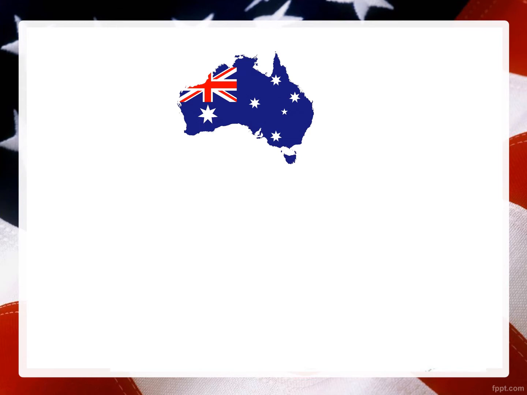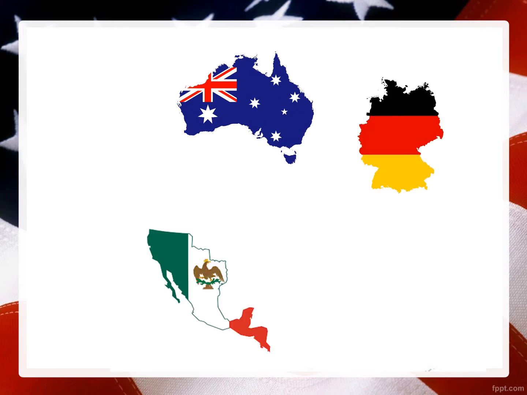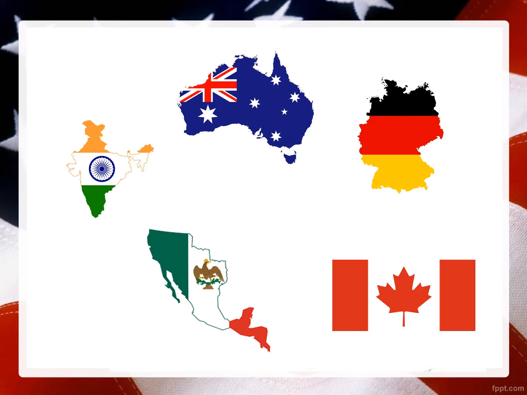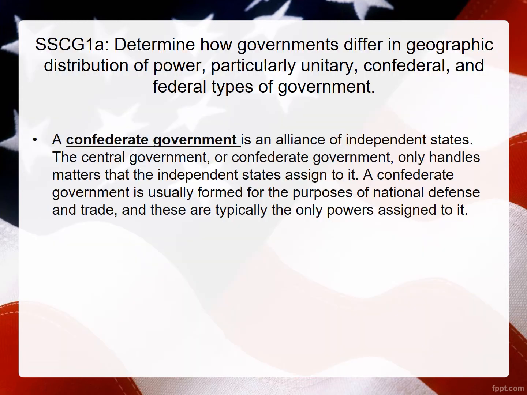There are some other countries around the world that have federal governments. One of them is Australia. Another is Germany. Another is our neighbor to the south, Mexico. Another country that has a federal government is India. And then another is our neighbor to the north, Canada. All of these countries, and many others, have federal governments. Again, a national government where the power is distributed between a national government and local or state government.